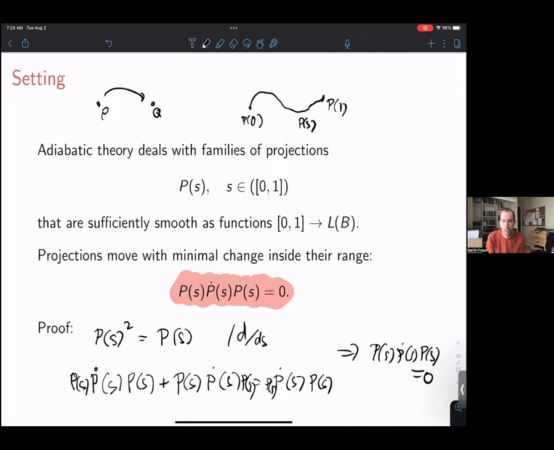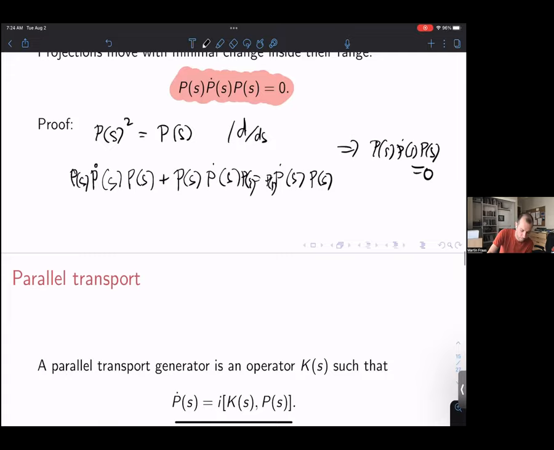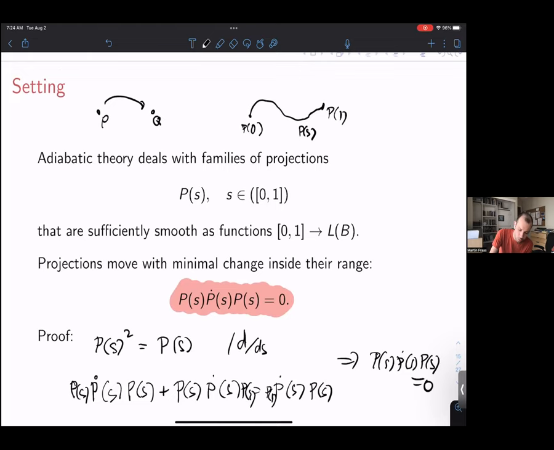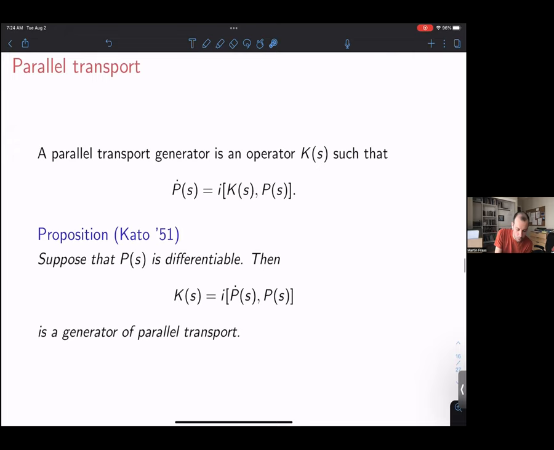And again, what does it mean? It means that if you move a projection smoothly, it would change in such a way as to make a minimal change inside its range. Now going back to the question of how these projections move, and whether we can describe such a motion by a unitary. This is referred to as parallel transport in adiabatic theory. The parallel transport generator is an operator K of s such that the family of projections satisfies the equation that the time derivative of the projection is generated by i times the commutator with this generator K of s.